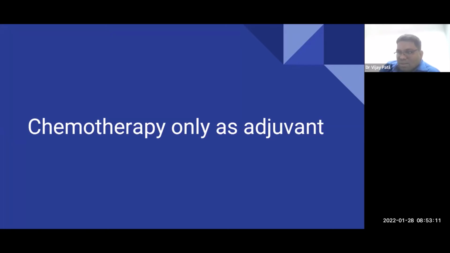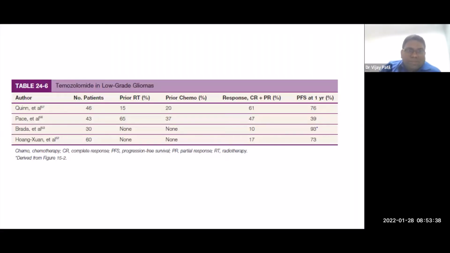If it's low risk and you're using the RTOG classification, where age is less than 40 and complete resection is done, which means there is no residual, you will look at the histopathology. If the histopathology is oligodendroglioma, it is still a candidate for observation. If it is non-oligodendroglioma, like astrocytoma, you would prefer to do radiation. Now let's see how we can fit chemotherapy in this paradigm.